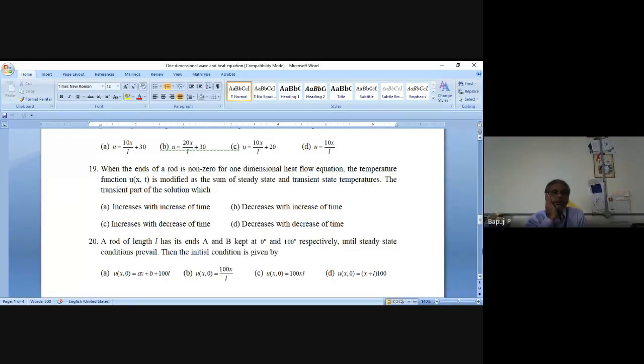When the ends of the rod are non-zero for the one-dimensional heat flow equation, the temperature is modified as the sum of steady state and transient state. We have already done the non-zero boundary solution in terms of U_s of x and U_t of x comma t. The transient part of the solution increases with increase of time, decreases with increase of time, increases with decrease of time, or decreases with decrease of time. At least the 20th answer you can tell me, we have already done this problem. I will come back to the 19th.